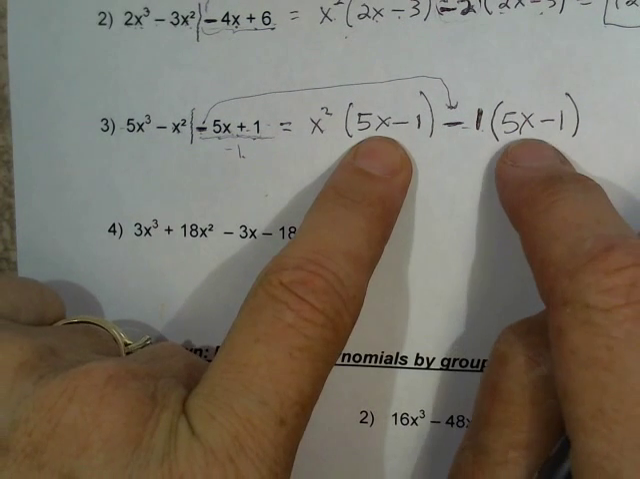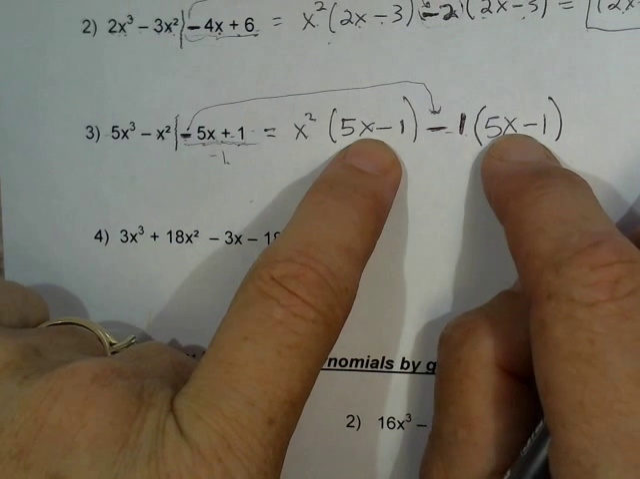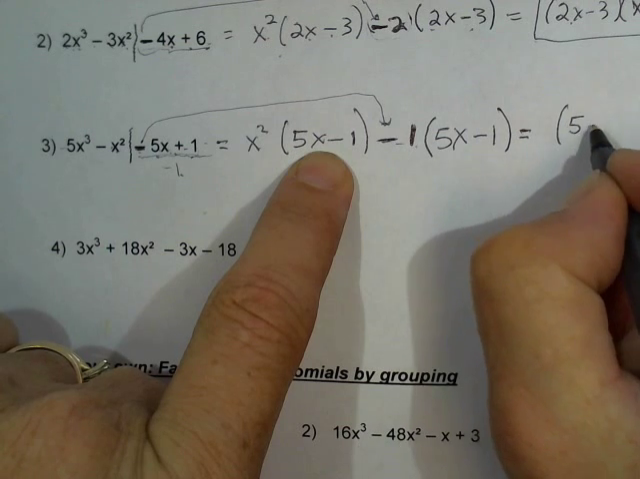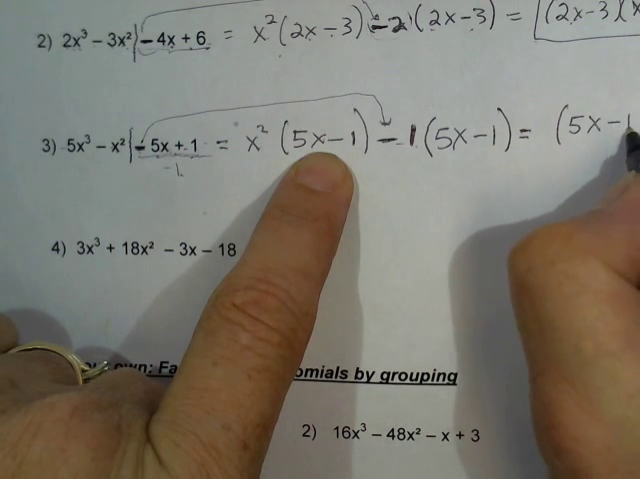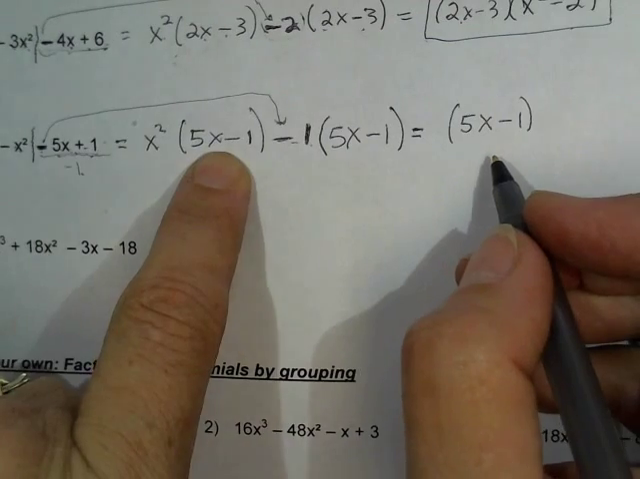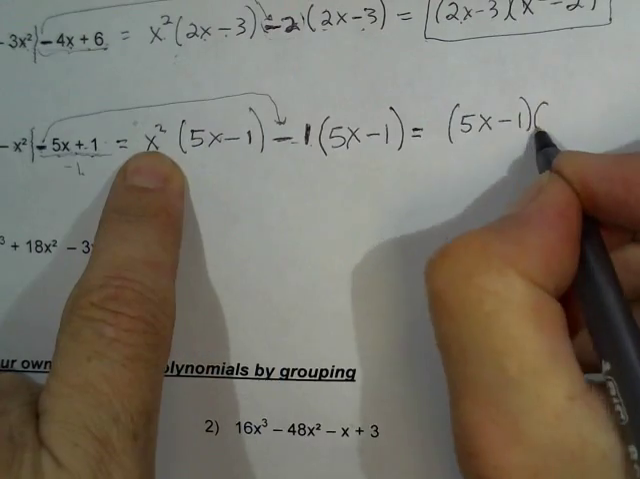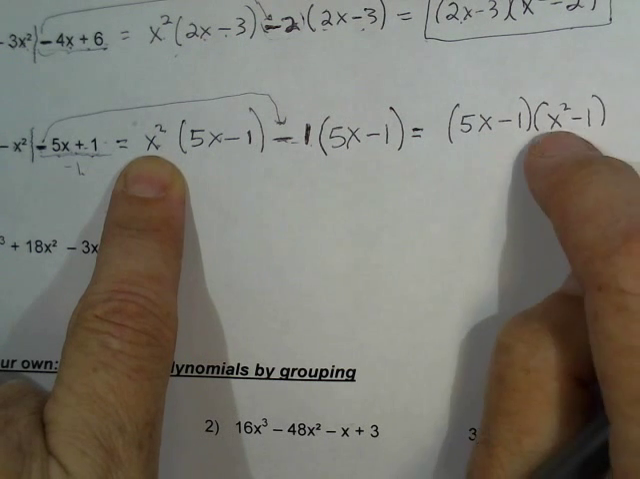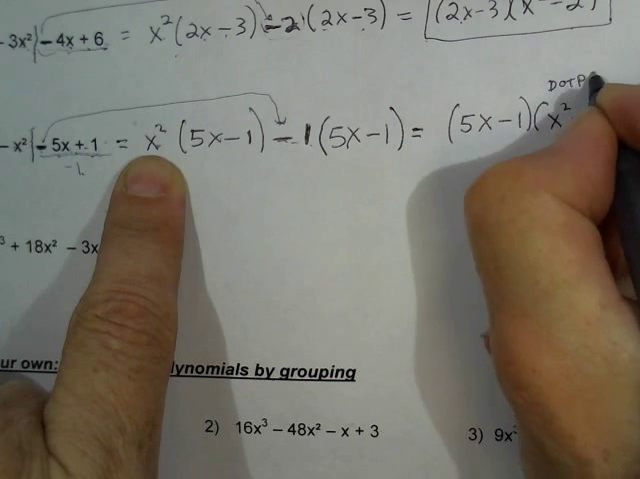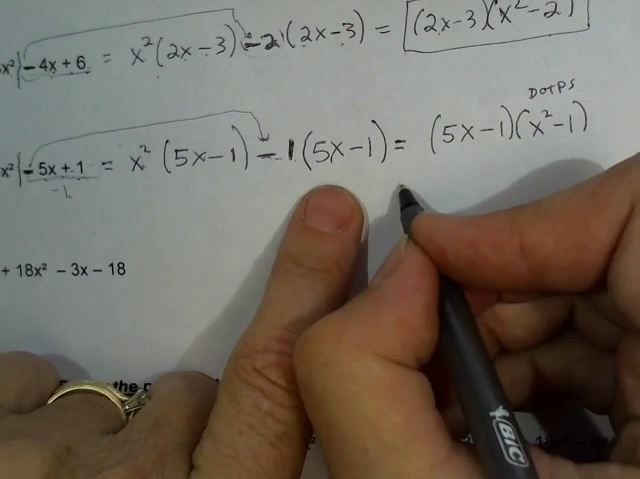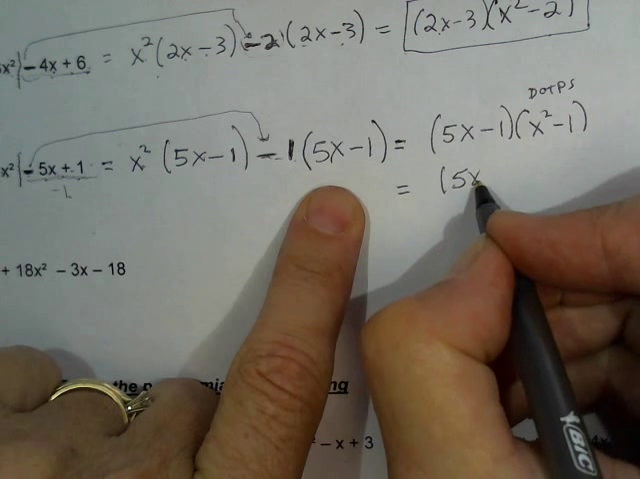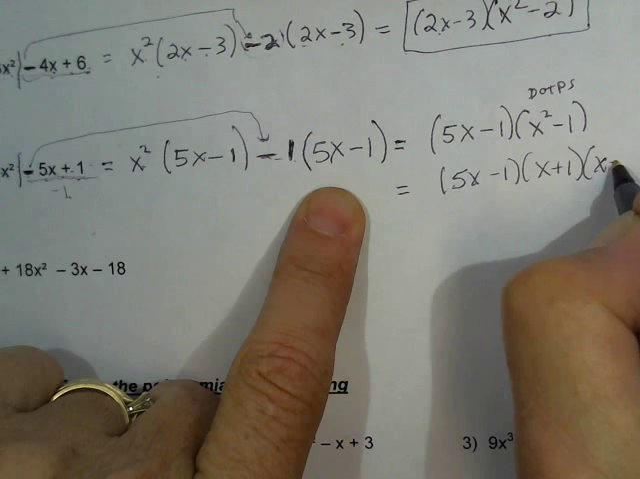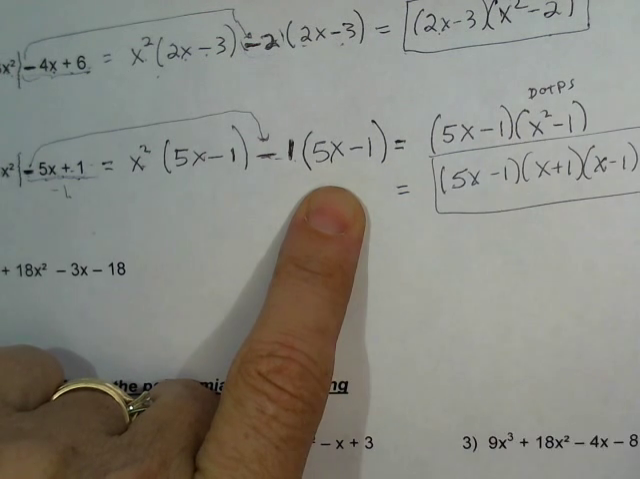So what we have is the same binomial in both parentheses, so we can say, yay, we can do factor by grouping. If these were different, we could not. So we write the 5x minus 1 only one time, and what we're left with in parentheses is this x squared and this minus 1. And now we have a DOTPS, a difference of 2 perfect squares. So we can do one more step and finalize this answer by writing this as 5x minus 1, and then this factors into x plus 1 times x minus 1. And that will be your final answer for that problem.